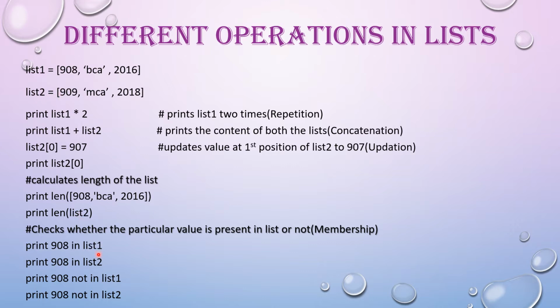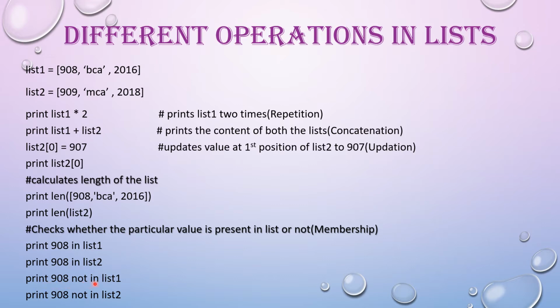Now we will see the membership operator, which checks whether the following value is present in that list or not. If it is present, then it will show true, and if it is not present, it will show false. Okay, so see here, print 908 in list 1. Is 908 present in list 1? Yes, so it will print true. Is 908 present in list 2? No, so it will print false.